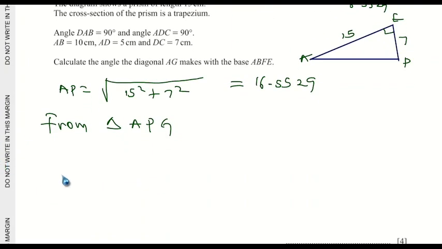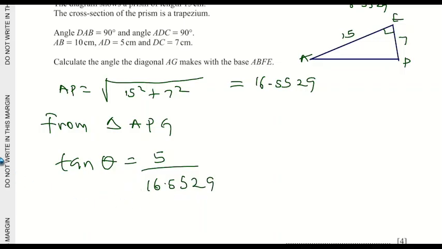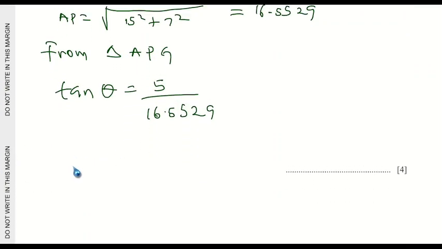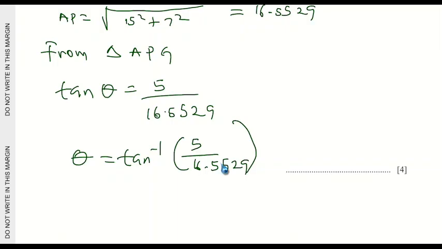I have tan theta equal to 5, opposite, over the adjacent, which is 16.5529. Take tan inverse of both sides. So we have theta equals tan inverse of 5 over 16.5529. Input this into a calculator, you should get 16.8. So that is pretty straightforward. You don't have to waste time.